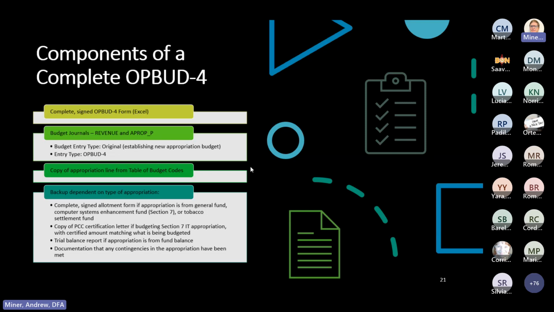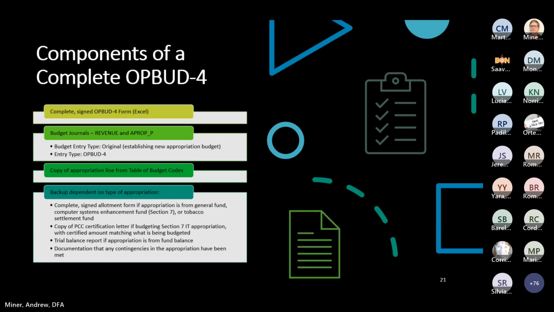So here you see the components of a complete OPBUD 4. Of course, you've got your complete signed OPBUD 4 form. Again, that's in Excel. Then you've got your other stuff that's backup. Not as much of a burden, but you do have some things you need to submit. Your budget journals. Of course, you're setting up a budget here, so you're going to need both a revenue and an appropriation journal. The budget entry type should be original, not adjustment, because here you are actually establishing a new appropriation budget, and the entry type should be OPBUD 4.